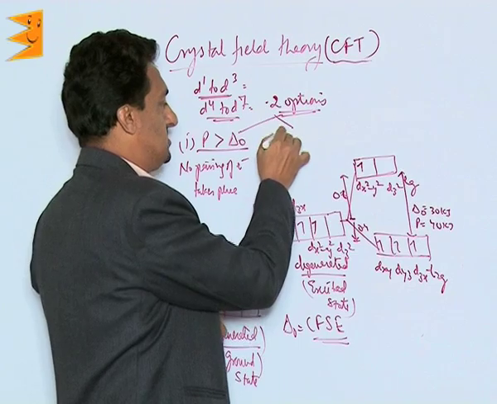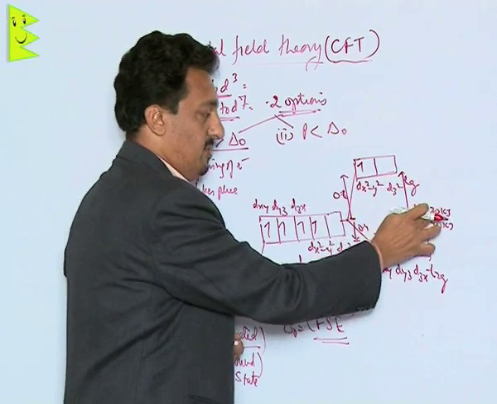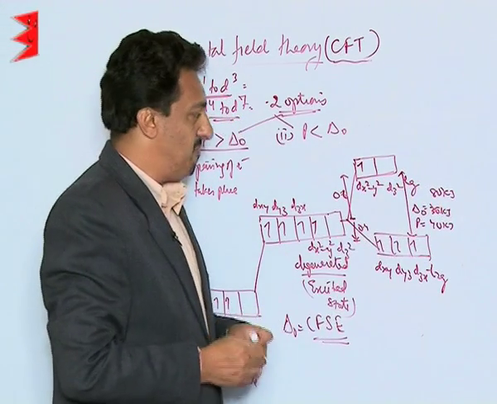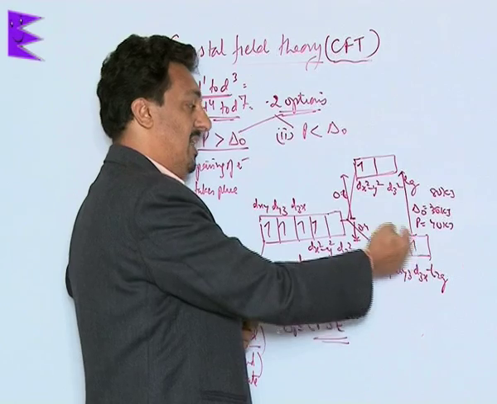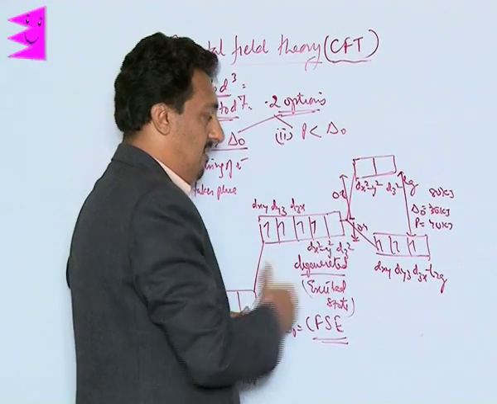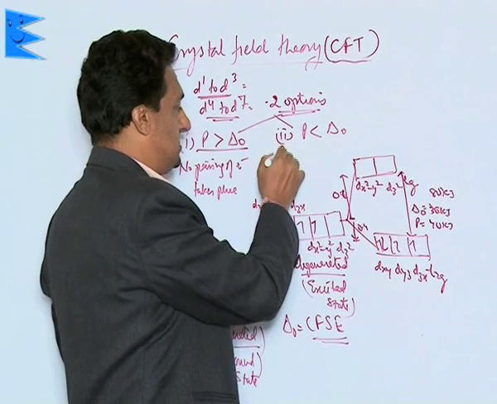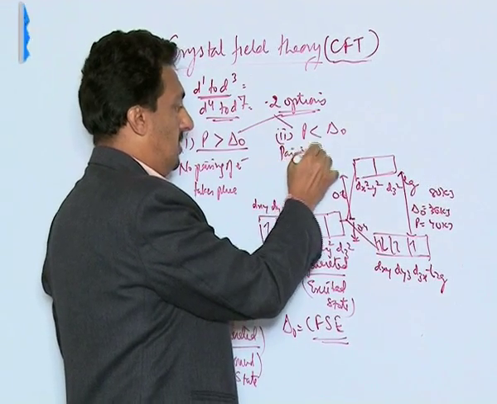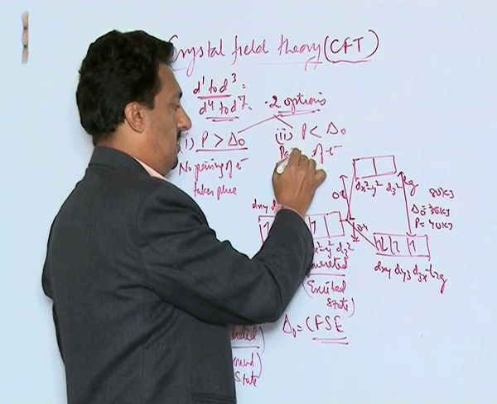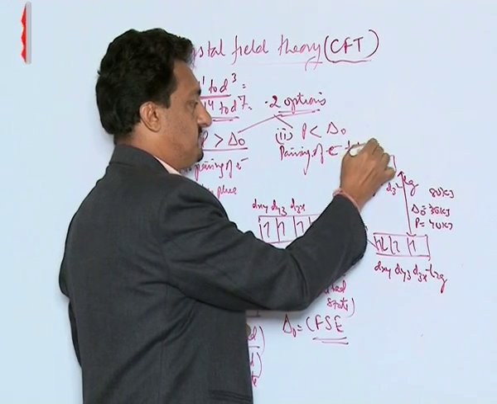Whereas the second option says, if pairing energy is less than splitting energy, it's very high. Suppose this splitting energy is about 80 kilojoules per mole. So in place of spending 80 kilojoules to transfer the fourth electron to this eg level, it will be paired here only. So in this case, pairing of electrons takes place.